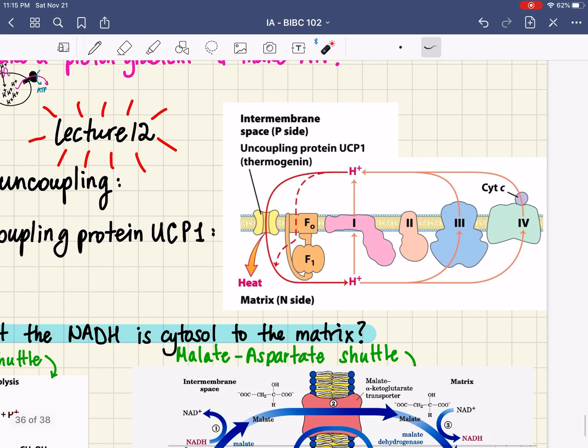Okay, and when protons go through here, they still release a lot of energy, but that energy isn't put into ATP synthase to produce ATP. It is only generated as heat. Okay, so that is why this protein is also called thermogenin, because it generates heat.